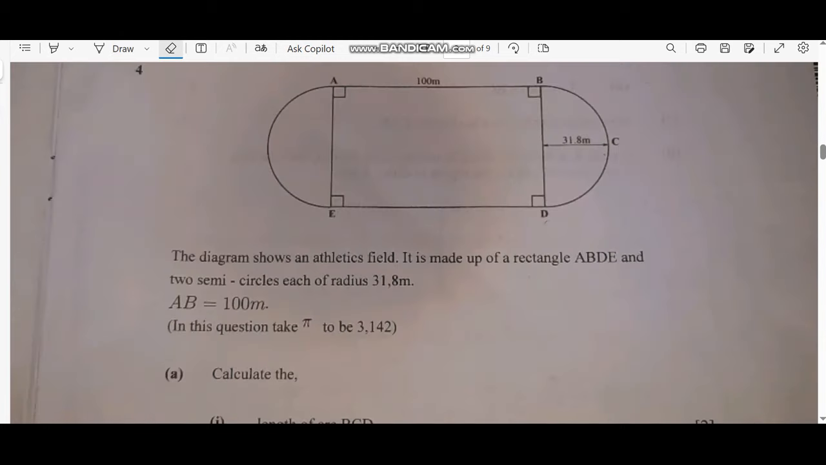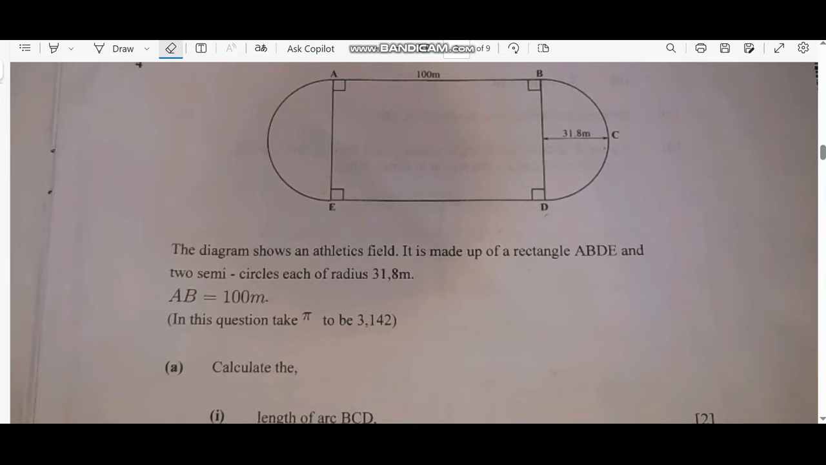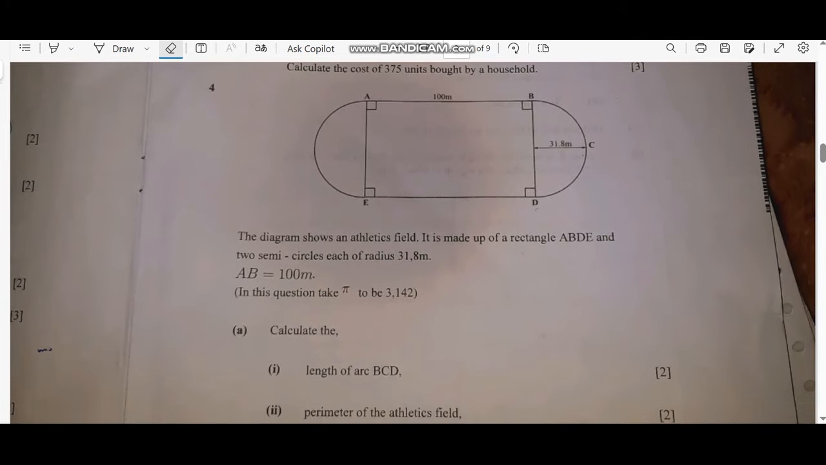Alright, now working on number 4. The diagram shows an athletic field. It is made up of a rectangle ABDE and 2 semicircles, each of radius 31.8 meters. In this question, take pi to be 3.142. Calculate the length of the arc BCD.